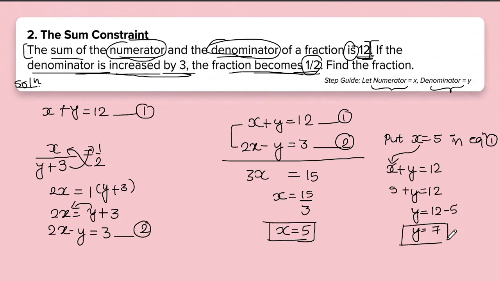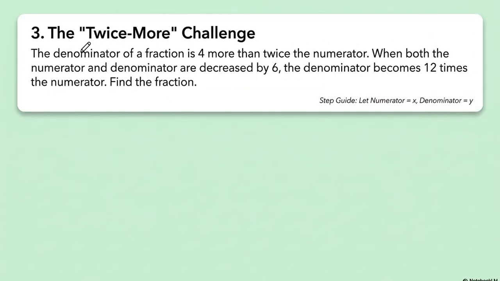So our denominator is y. So therefore the final step, the required fraction is equal to x upon y. So x is 5 upon y is nothing but 7. So this is our final answer. Look at the next question.